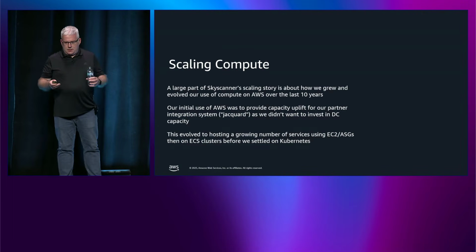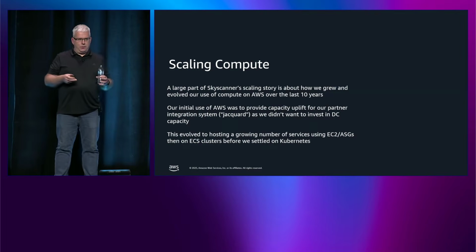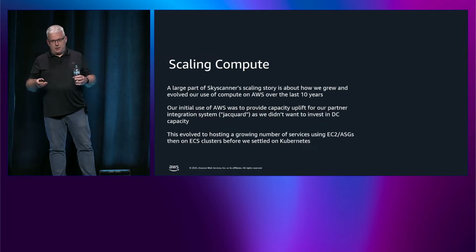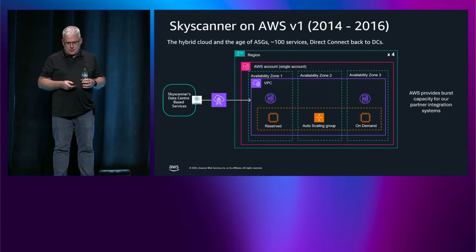So now, talk about scaling compute. Compute is the backbone of our scaling story. I'll run through 4 generations of our compute platform. We'll go from hybrid clouds with ASGs and EC2 to large ECS clusters, to large Kubernetes clusters, then onto cellular EKS architecture.